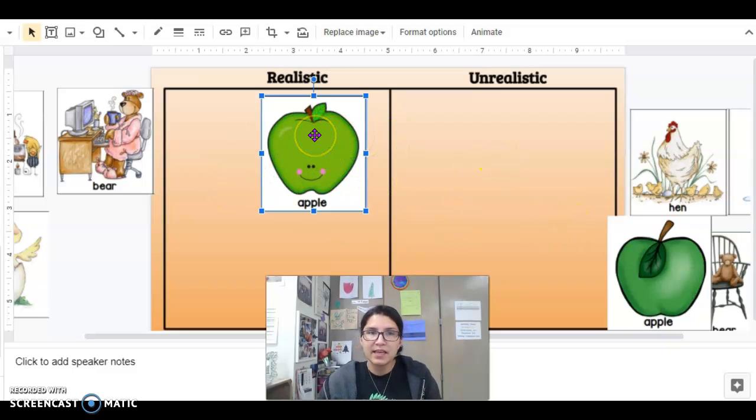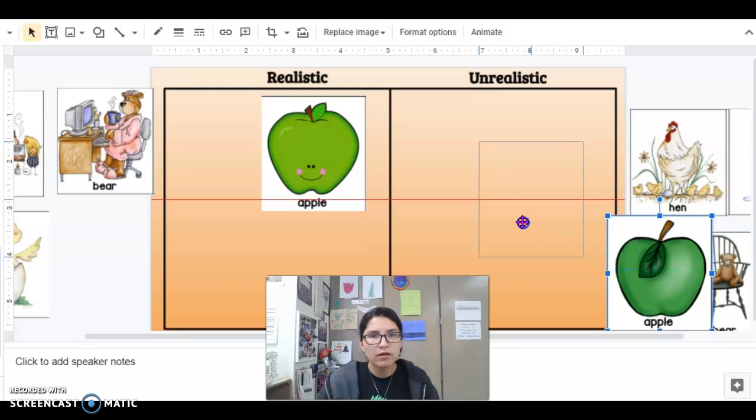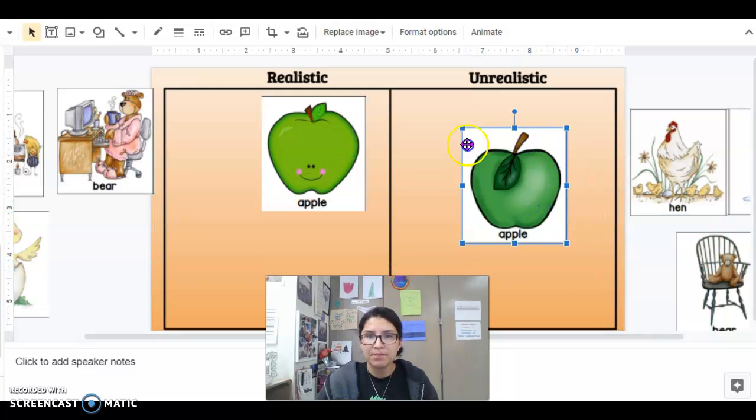Realistic means it can be real. Unrealistic is not real. It's fake. So think about this. This apple has a face. That means it's alive. Is that real? Or is that realistic or unrealistic? Think of it, look at this apple. This apple is just a plain apple.